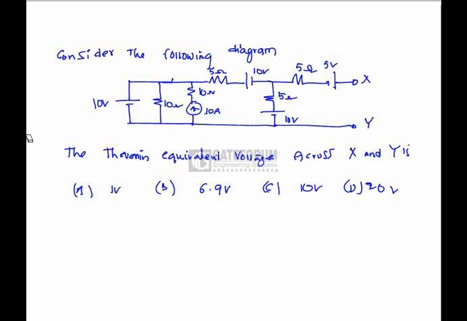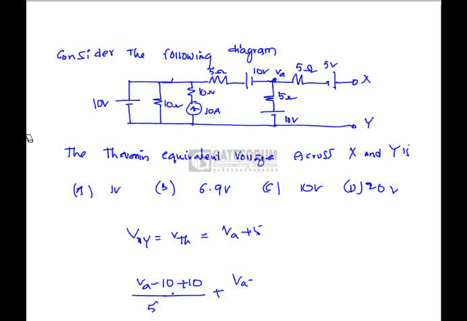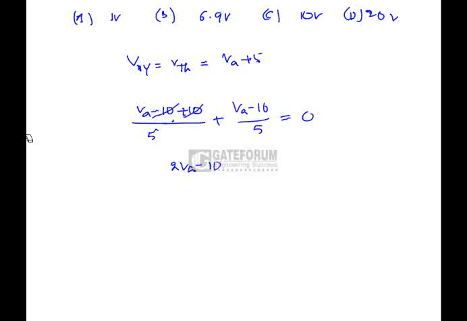Check the following diagram. Thevenin's voltage across VXY is? Suppose we indicate this node as VA. VXY is nothing but V Thevenin, which is VA plus 5. Here VA we can get from the node equation: (VA minus 10) plus 10 divided by 5, plus (VA minus 10) by 5 equals 0. This cancels.